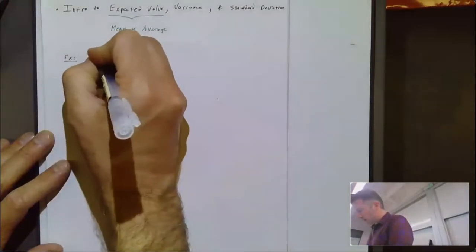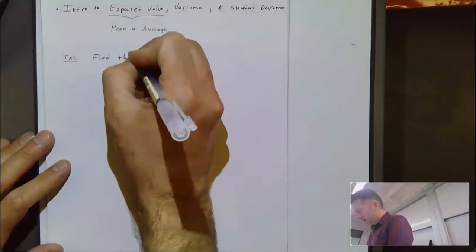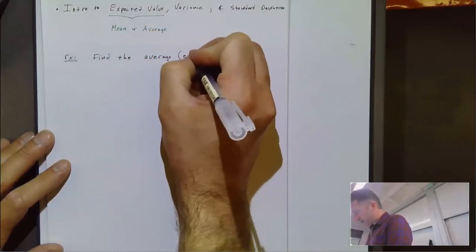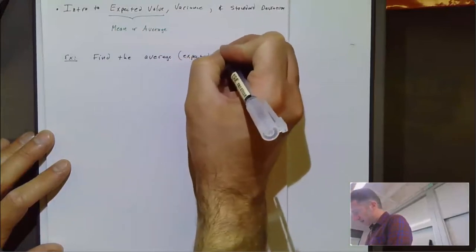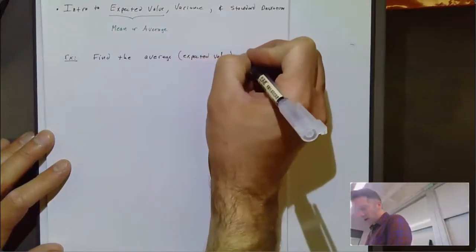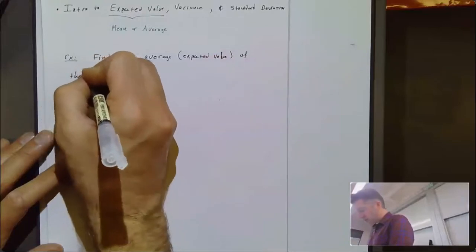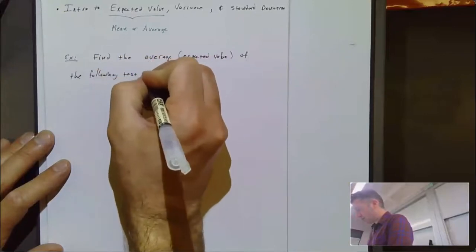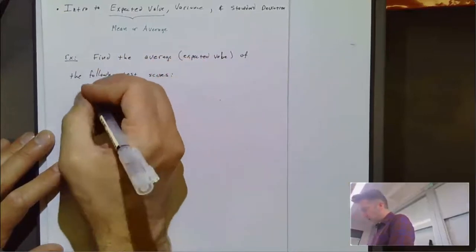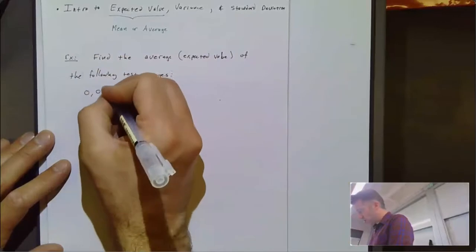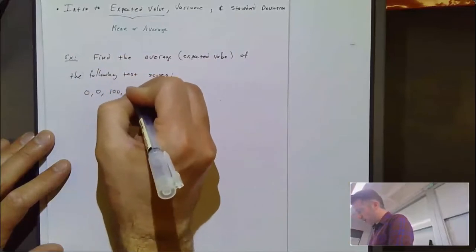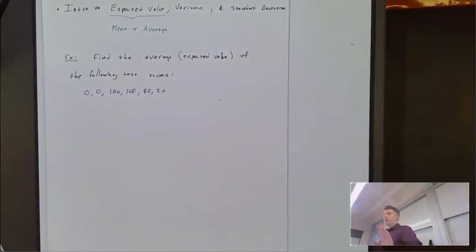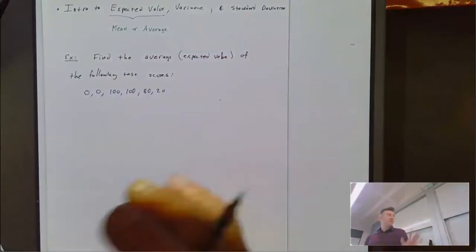Let's find the average or expected value of the following test scores: 0, 0, 100, 100, 80, 20. Hopefully these are not the test scores in anyone's class. People didn't take the test.